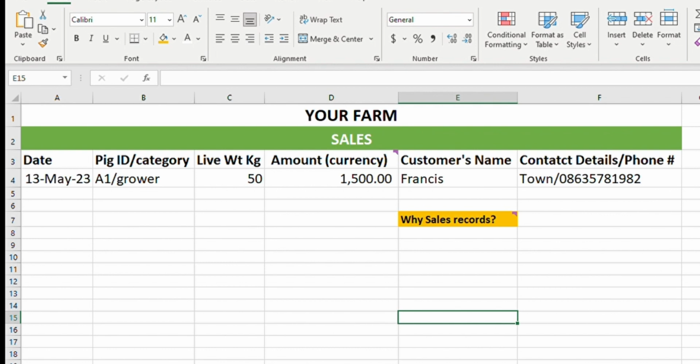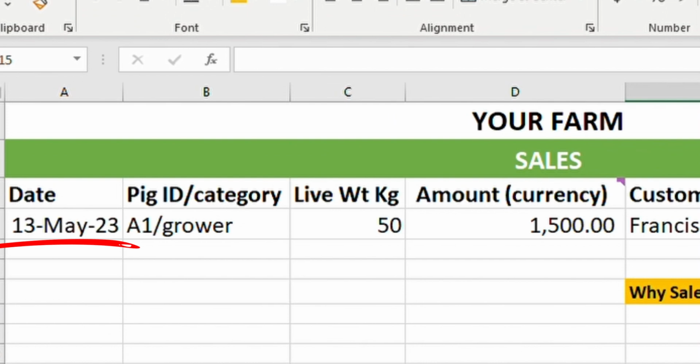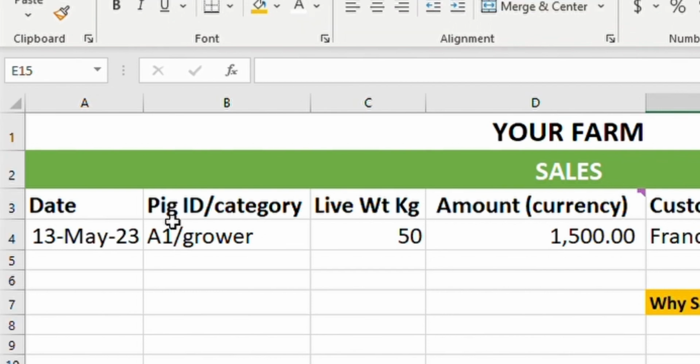So whenever a sale is made, the very day, you take note of it, so that you get to know that on the 13th of May, I sold this pig to this particular person at this amount. And knowing the date, you also get to know the kind of pig you sold. Maybe you could use the ear tags you use to identify them, or the category, maybe say a grower, a piglet, or even a fattener. You get to know it, okay?